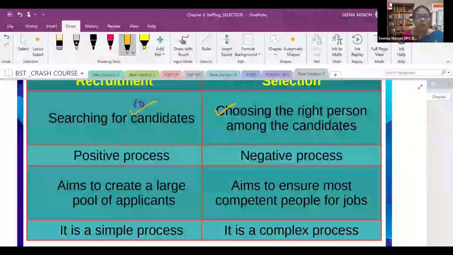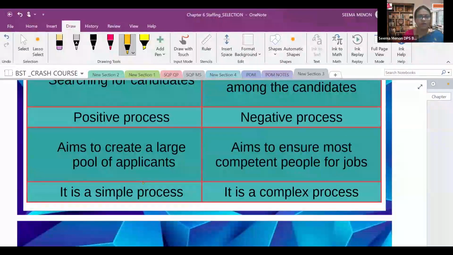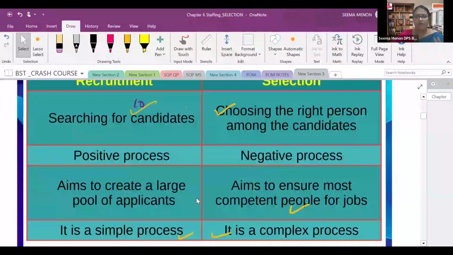Okay. Now, coming to the third one, that is, it aims to create a large pool of applicants. Where can we get that from? From the recruitment, we can get a large pool of applicants. But if we come to selection, the only aim is to ensure the most competent people for the job. From this large pool, we are filtering and selecting only the properly qualified, right person. That is why competent people. And recruitment means simply collecting the applications. That is a very simple process, but selection is a very complex process. So recruitment and selection are both different. You can have a look at that again.